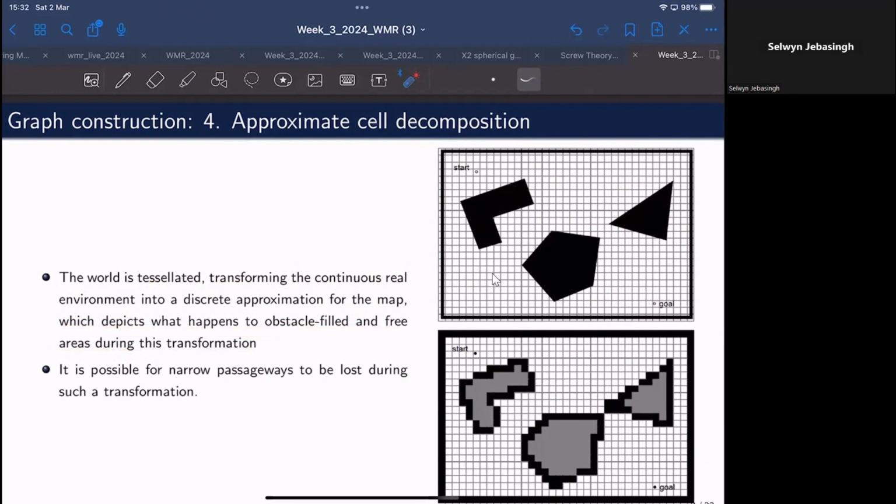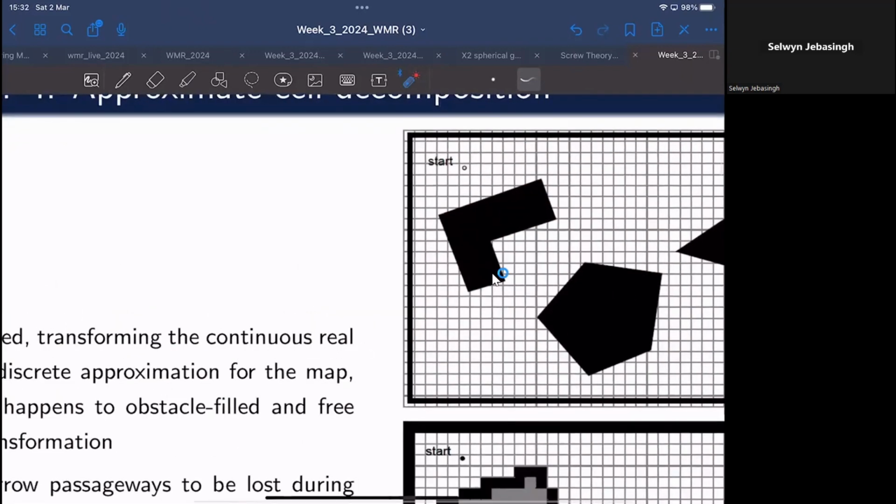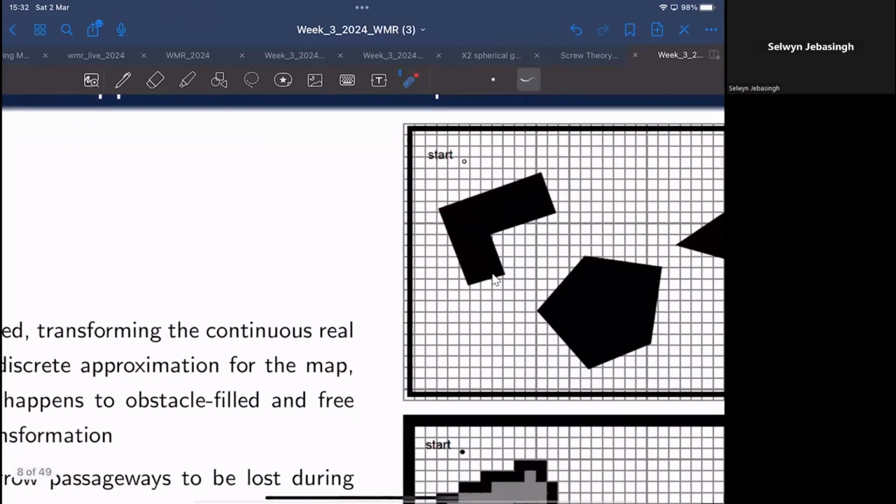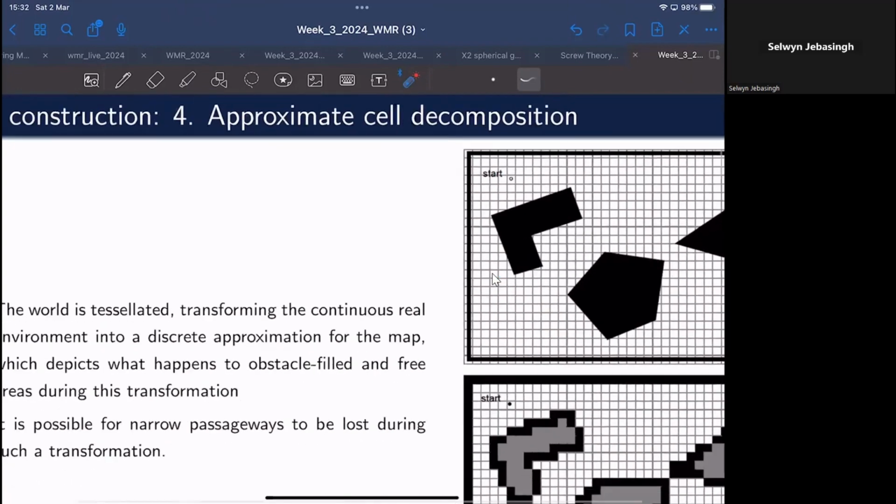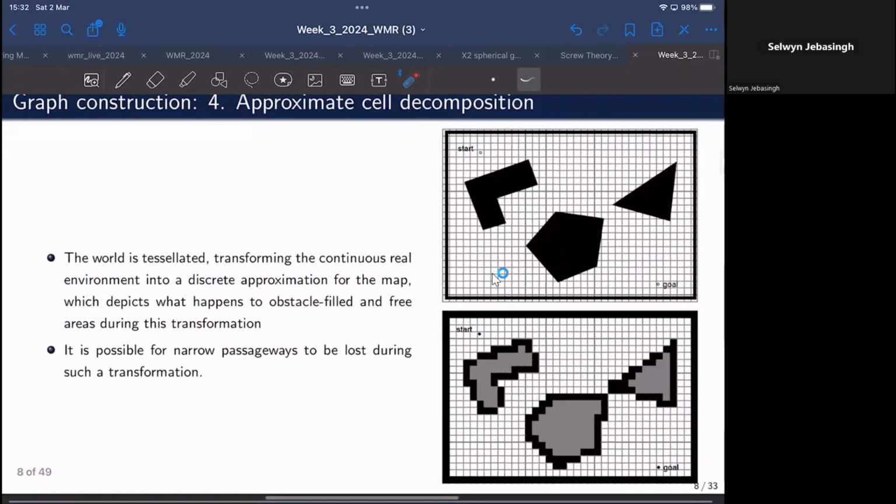Another thing is, if you take a look at this obstacle, it only partially fills a cell. Some cells it fully occupies, and if you take a look at these edges, some of the cells are partially filled. But when you discretize it, you cannot have a partially filled or fully filled condition. You can only have either it is filled or it is not filled. You cannot have something in between.